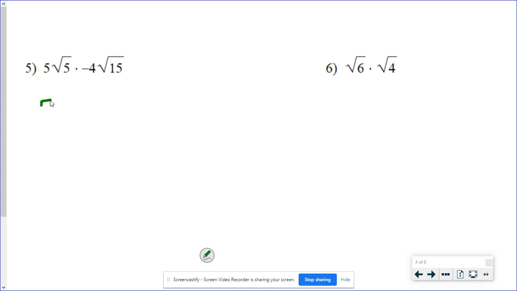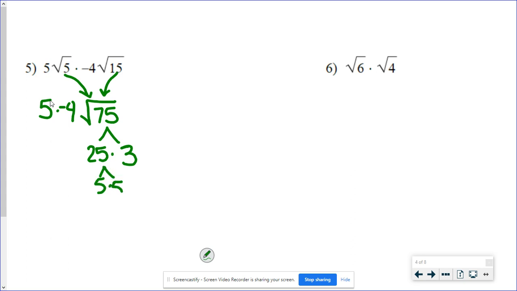So I'll have the 5 and the negative 4 that were both on the outside. I can put the 5 and the 15 together, multiply to get 75. And then I would start splitting that up, and I would have 25 times 3. Remember, you could have also split that right back to a 5 and a 15 if you wanted to. And then here is my pair of 5s.